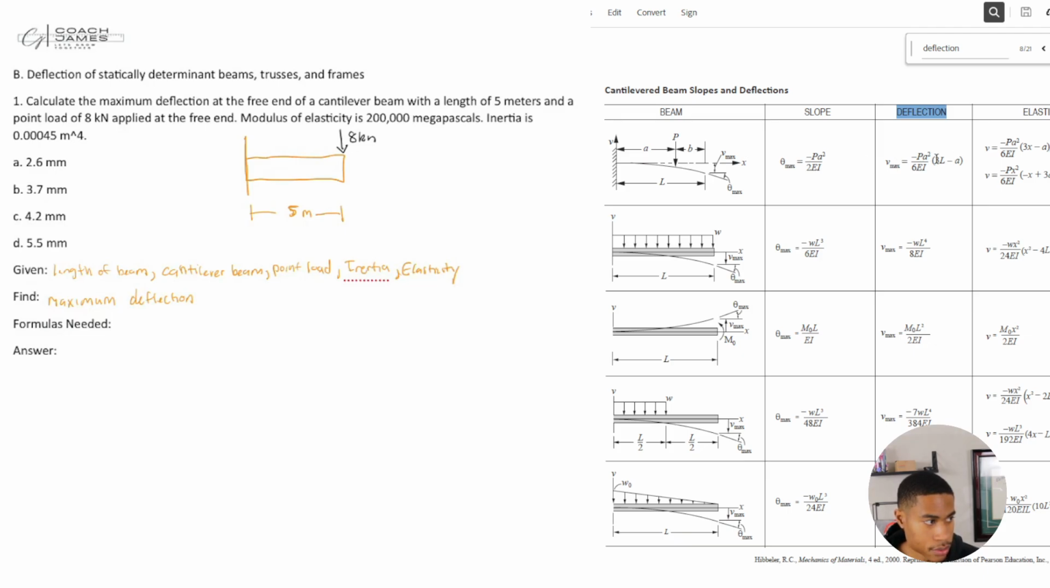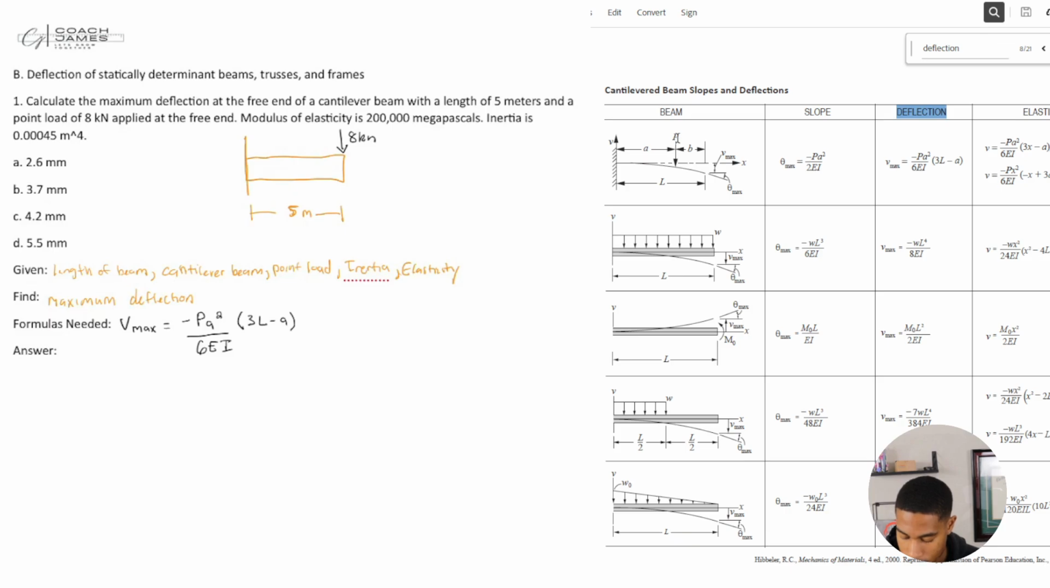Okay. So how do we start this? Well, we know that V max is equal to what? Well, it says V max is equal to negative P A squared, right? All over 6EI times 3L minus A.